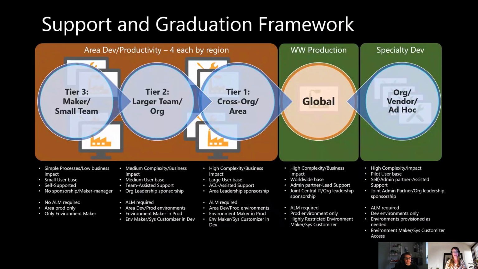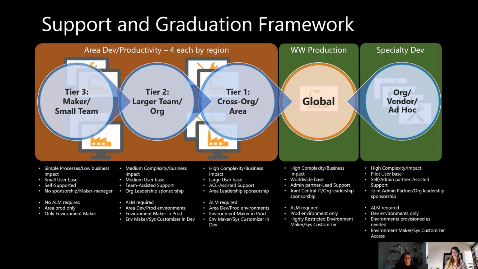And to support these 8 environments, we've adopted a support and graduation framework where we encourage people to build their individual productivity and small team productivity apps out in the sort of tier 3 part of this, where we don't anticipate application lifecycle management practices will need to be adopted. As Manuela mentioned, the productivity apps that we anticipate being built in these cases are usually fairly simple and don't require a lot of complex application lifecycle management layers applied on top of that.